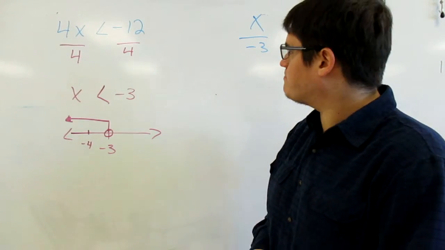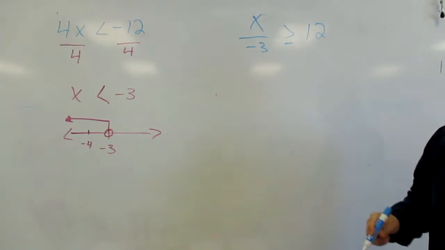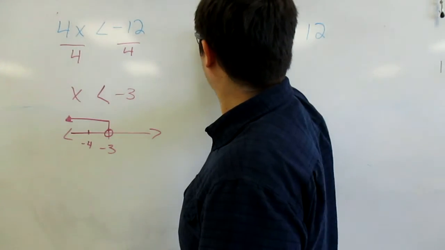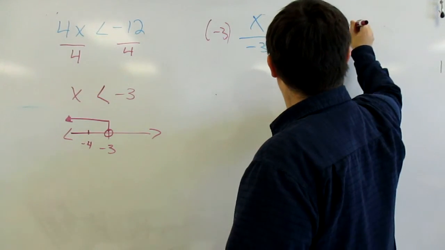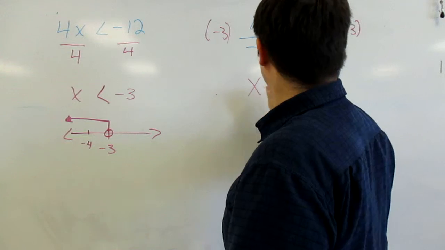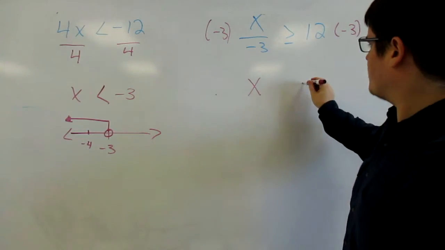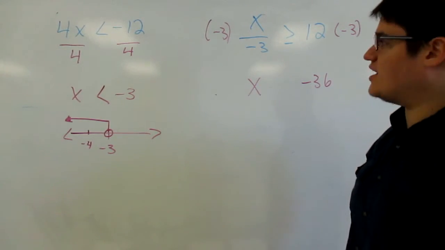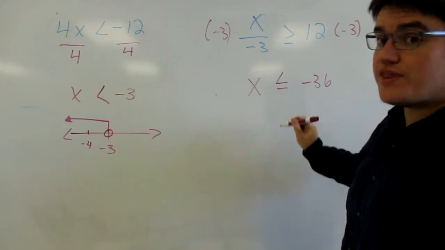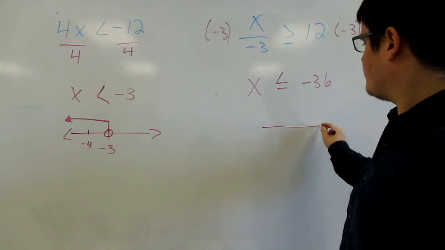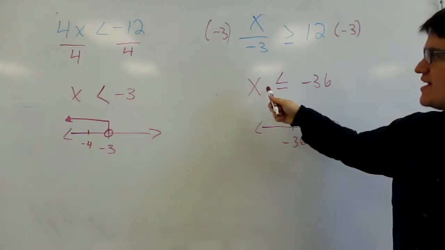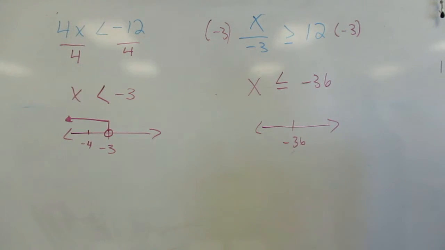Try it out. Okay, now for the next one. x divided by negative 3 is greater than or equal to 12. Well, we have to multiply each side by negative 3. So I have x. 12 times negative 3 is negative 36. And remember, we multiplied by a negative, so we have to flip that sign. Let's graph this one out. So I'm saying x has to be less than or equal to negative 36.